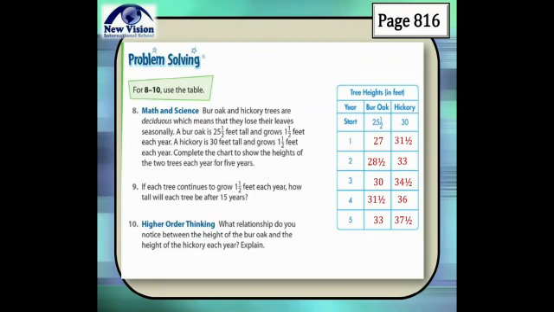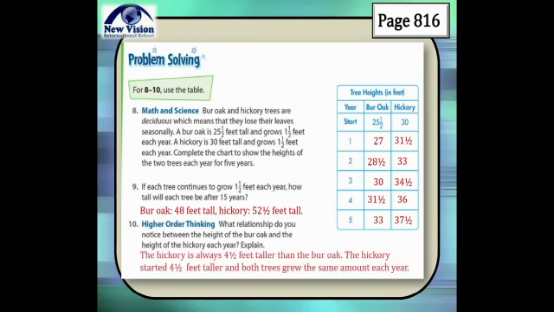If each tree continues to grow 1.5 feet each year, how tall will each tree be after 15 years? So bar oak will be 48 feet tall and hickory will be 52.5 feet tall. Number 10. What relationship do you notice between the height of the bar oak and the height of the hickory each year? Explain. The hickory is always 4.5 feet taller than the bar oak. The hickory started 4.5 feet taller and both trees grew the same amount each year.